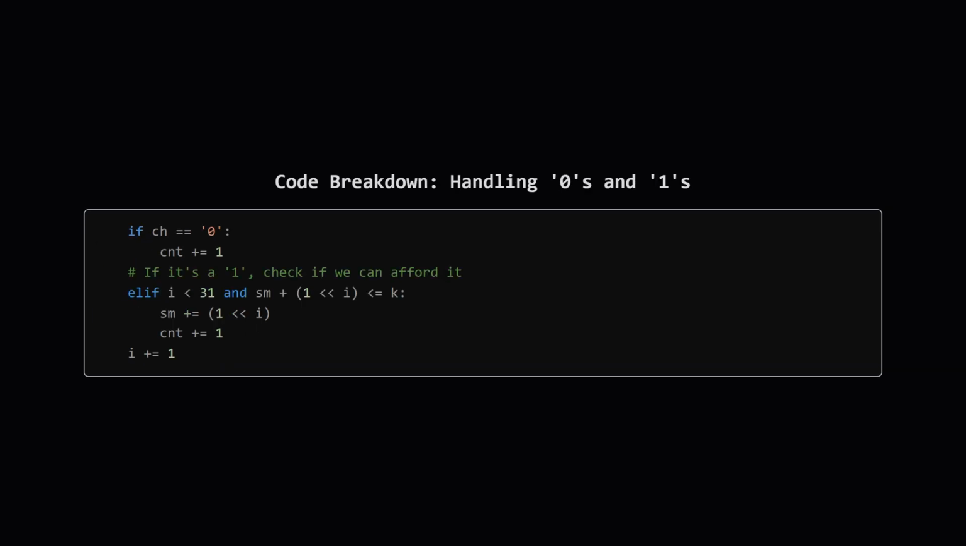Inside the loop, for each character, we have a simple choice. If the character is a 0, that's great. We just add 1 to our length counter. It's a free point. If the character is a 1, we have to do a check. The value of this one is 2 raised to the power of i. We ask, is our current sum plus this new value still less than or equal to k? If the answer is yes, we can afford it. We add the value to our sum, and, of course, increase our length counter. Finally, at the end of each loop, we increment i to move to the next bit position to the left.